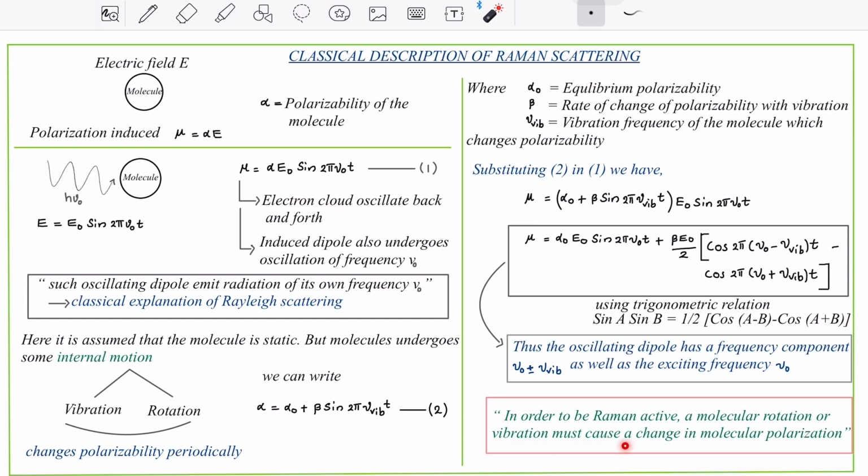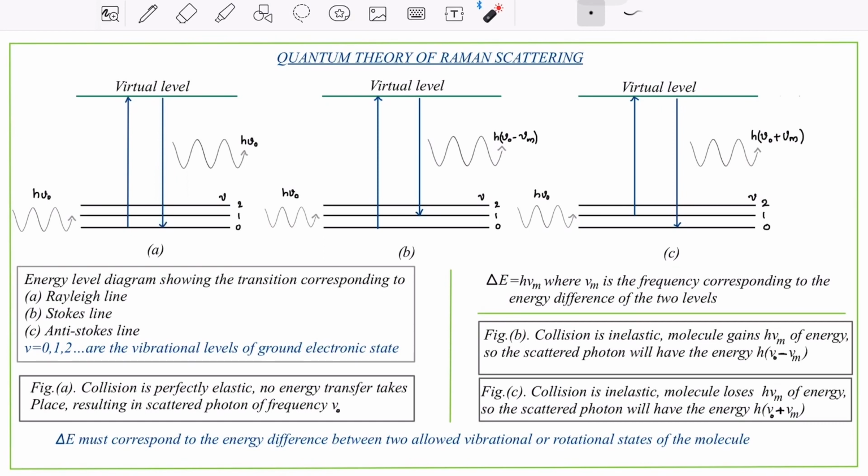So what is our conclusion? For the molecule to be Raman active, a molecular rotation or vibration must cause a change in molecular polarizability. This is the conclusion. The next topic is the quantum theory of Raman scattering.